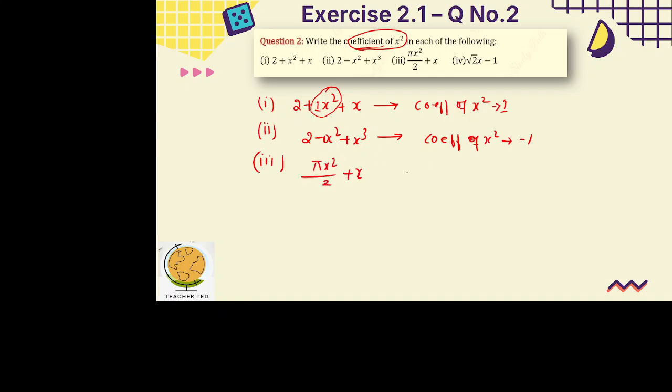So for the third problem, pi x square by 2 plus x. Forget about this term. In this term, before x square we can write pi by 2. We can say this is the coefficient of x square. So pi by 2 is the coefficient of x square.